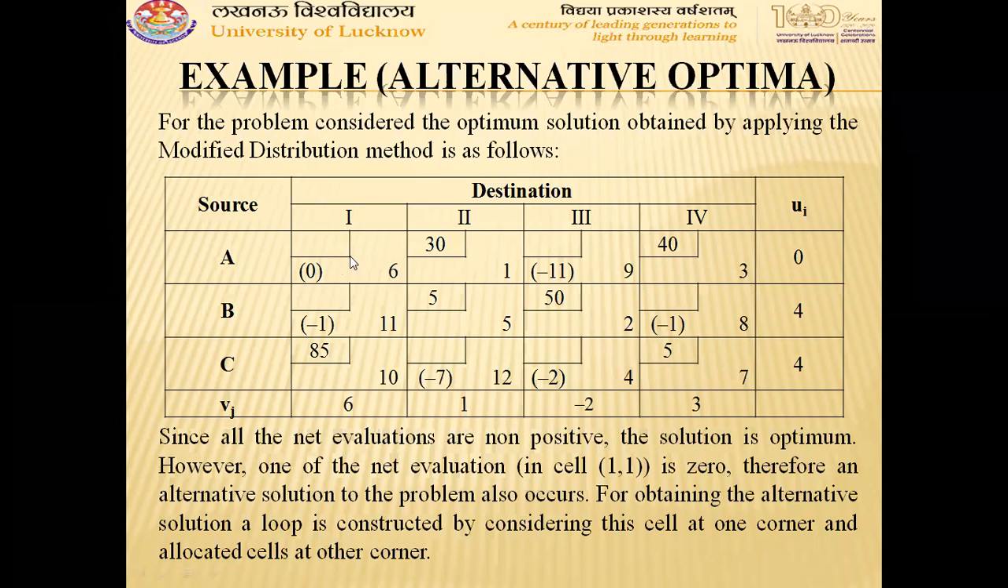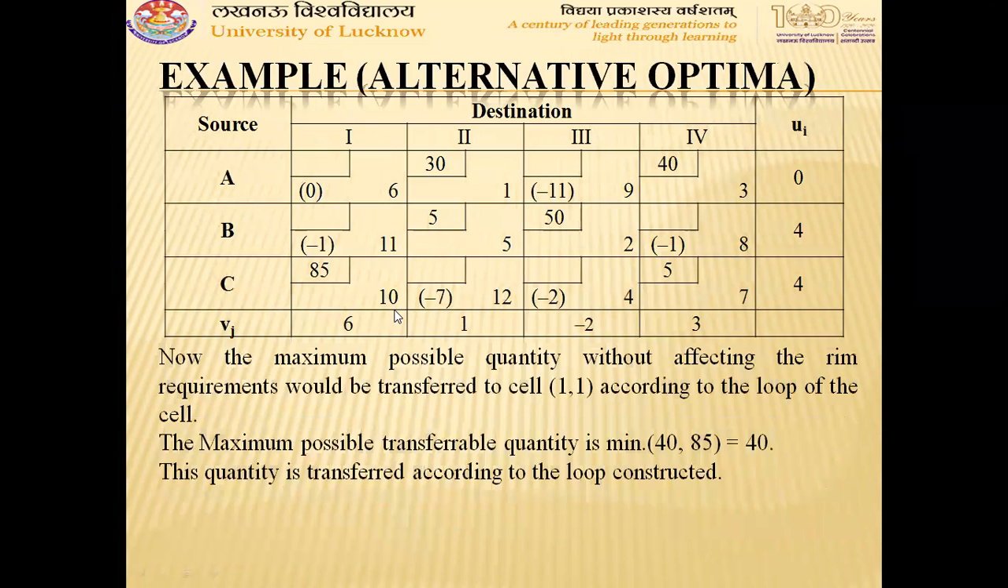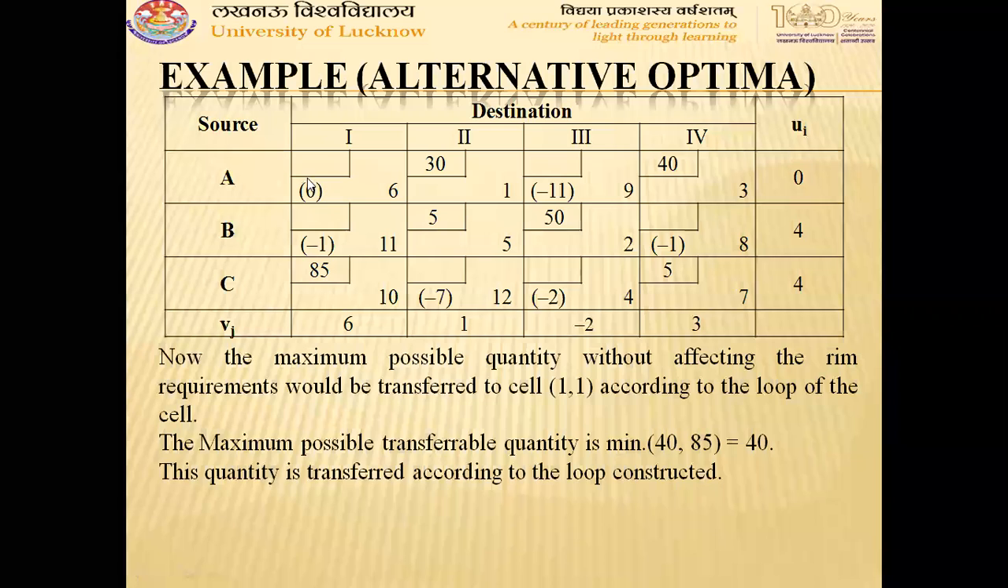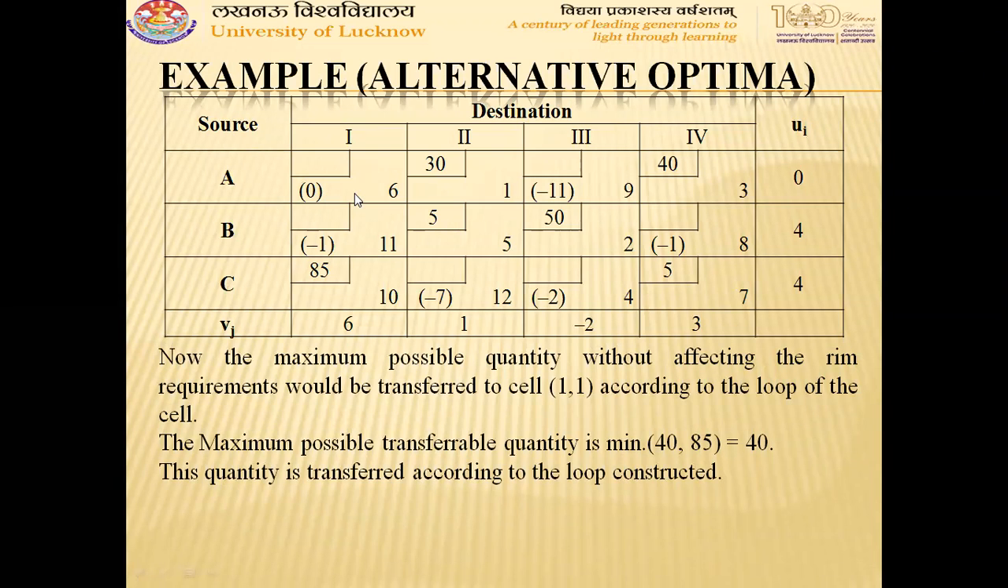So we can transfer the maximum possible quantity according to the loop. First we construct the loop for this cell. This will be considered as the entering cell. If there is a 0 in net evaluation, then we can also take it as the entering cell. Then we construct the loop. The loop is constructed in this manner. That is cells 1 1, 1 4, 3 4 and 3 comma 1.